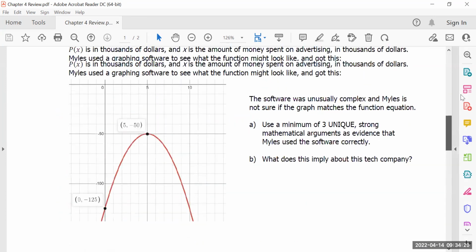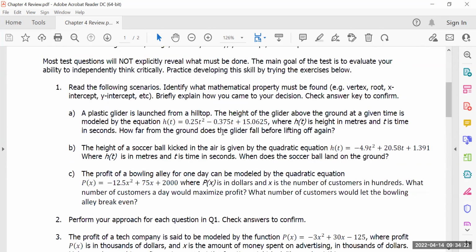Let's get started. Number 1, 1A. It says, read the following scenarios. Identify what mathematical property must be found, like vertex, x-intercepts, and so on. Briefly explain how you came to that decision, and then check your answer key to confirm. So I guess this could be our answer key.